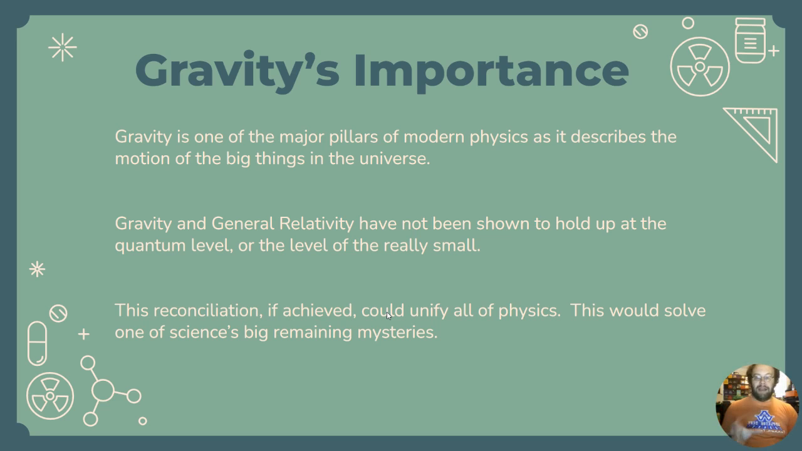How do we reconcile the fact that when things are really small, stuff acts a certain way, and when stuff is really big, it acts a different way? So if we figure this out, this would solve one of science's big remaining mysteries, right? There's some big major questions in each branch of science. One of physics is this one, right? How do we reconcile these two things?